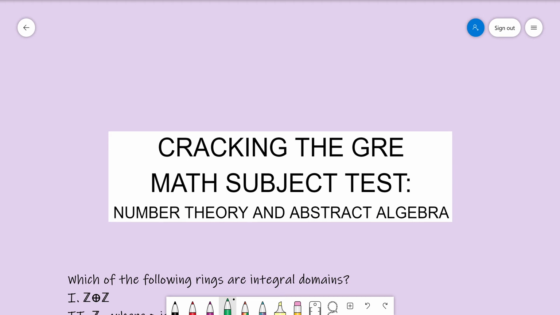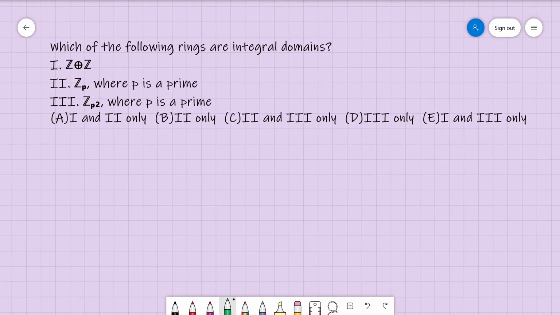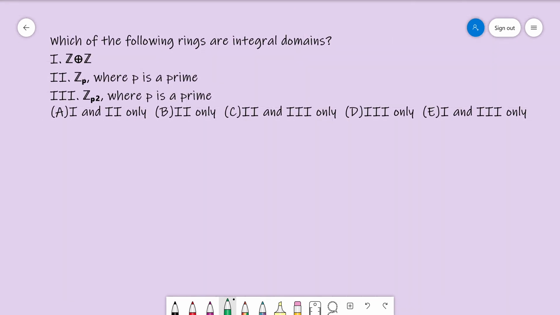We're on the Number Theory and Abstract Algebra chapter, and this is the 17th question. Here we're given three rings, and we are asked which one or ones are integral domains. So I'll just remind you that in order for a ring to be an integral domain, it has to have a unity, and it has to have no zero divisors. What does that mean?